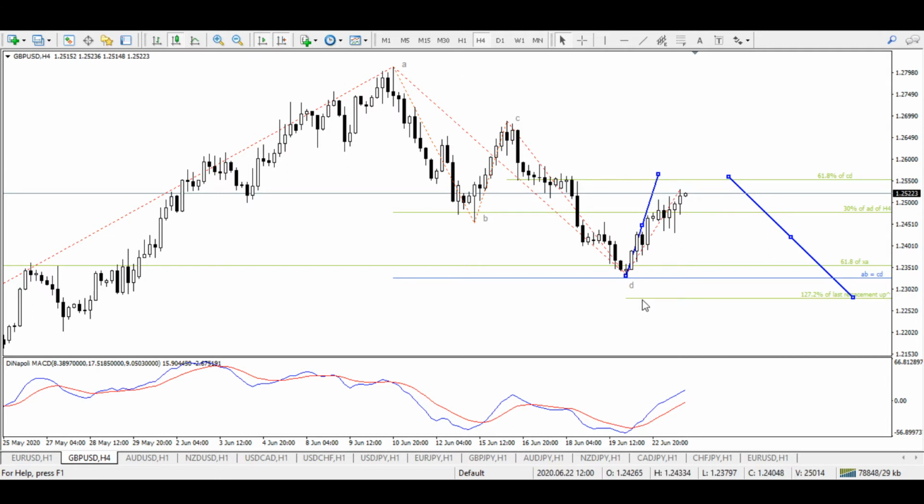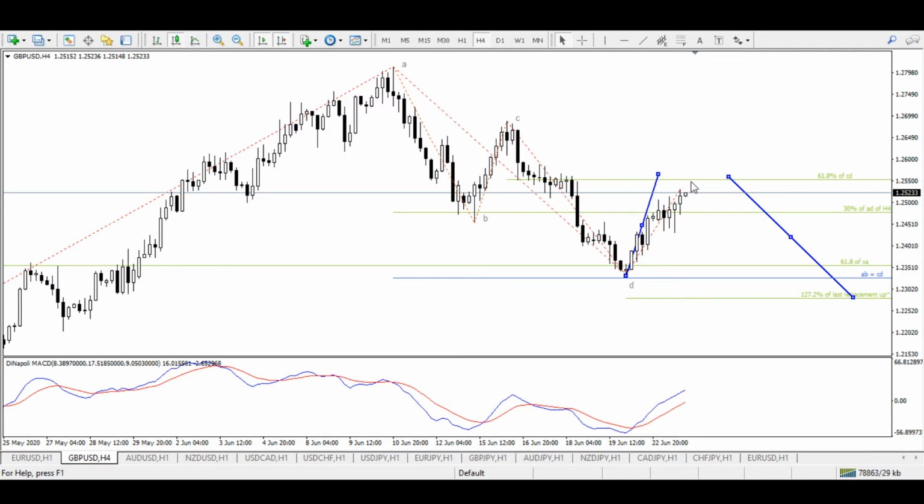AB equals CD is already very harmonic, and this second retracement will be very harmonic. So this will more likely complete this three drive. So all we have to do is wait for a significant bearish candle pattern here, and then we'll have to take a sell position. Otherwise we'll not take a sell position, and we will do something else.